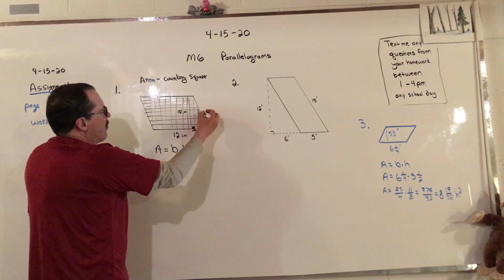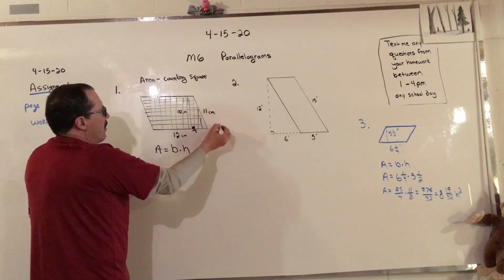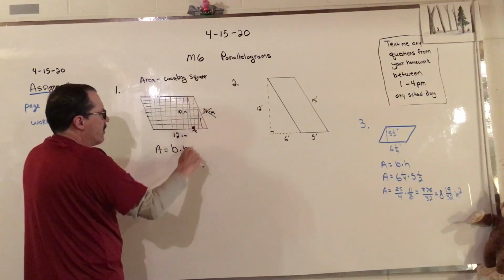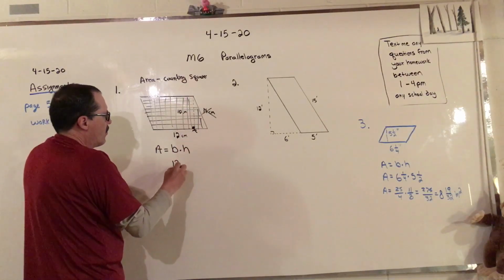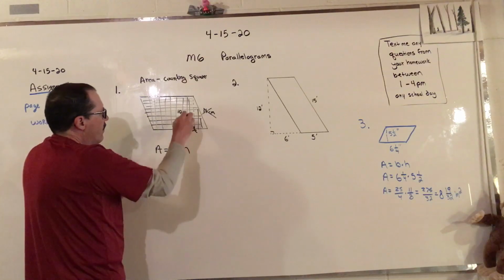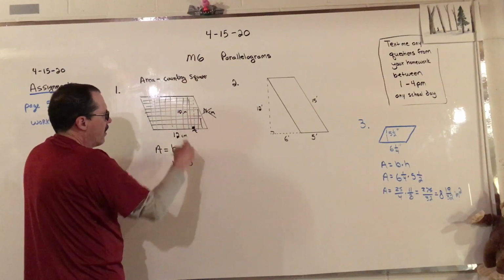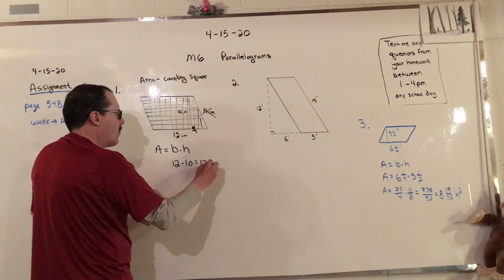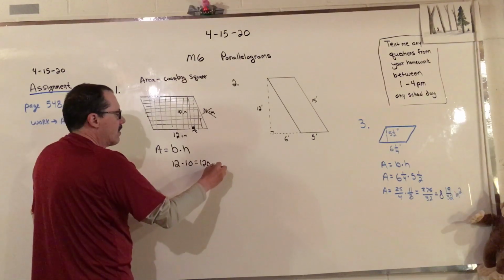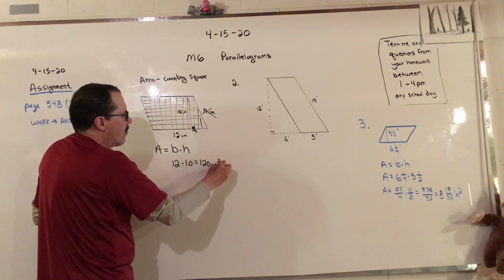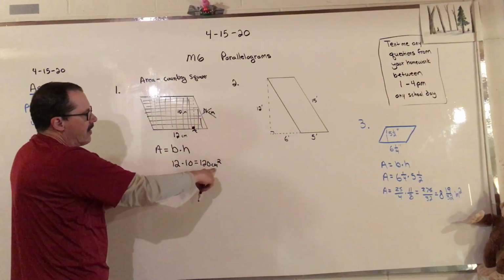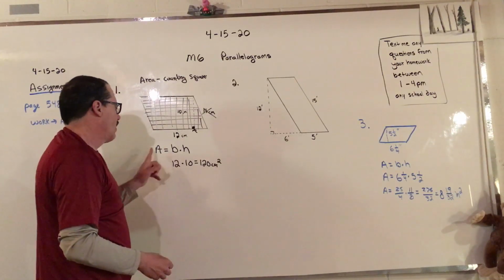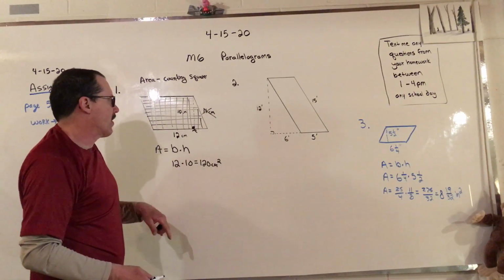Sometimes they might stick a number out here like 11 centimeters. You don't want to use that. We want to use the straight up and down height where the dotted line is there. And so I would go 12 is my base, times my height was 10. Kind of hard to see now, but 10. And 12 times 10 equals 120. And then you need to put your units in. It's going to be centimeters squared, because remember we're counting squares, and so that's how big the squares are, a centimeter by a centimeter. And so this is your answer, and that's the formula used for a parallelogram.